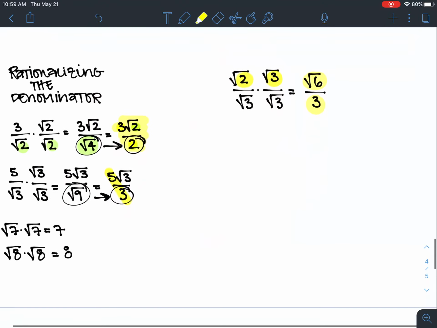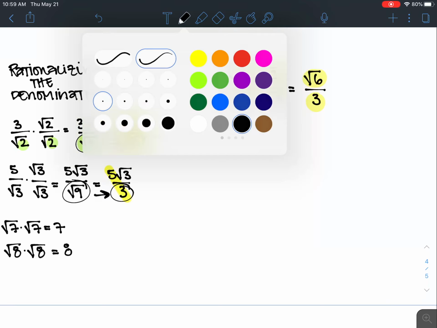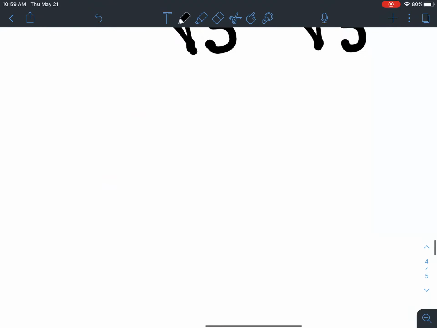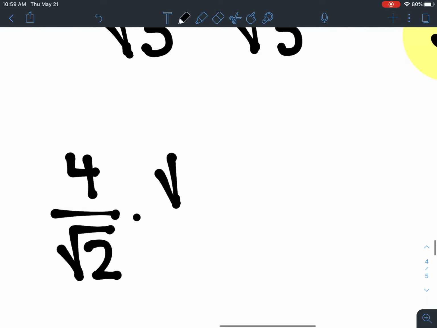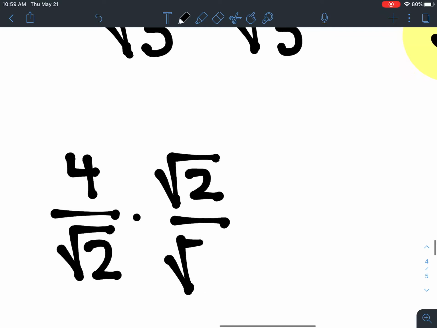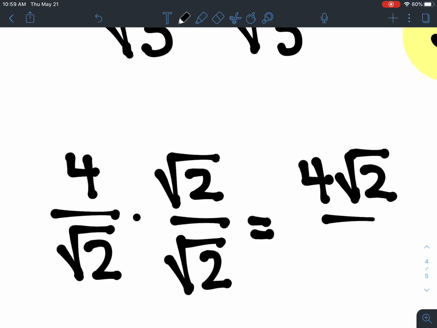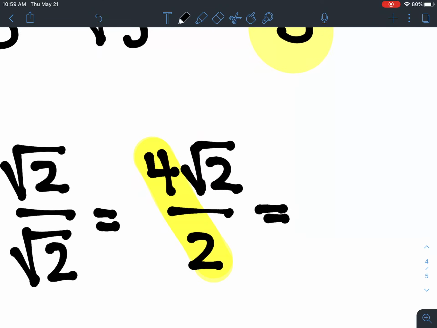Let's do one last one. Let's just do 4 over the square root of 2. Once again, we're going to multiply by the square root of 2 over the square root of 2. Multiply straight across: 4 times the square root of 2, over the square root of 2 times the square root of 2, which is 2. Now, take a look at the 4 and the 2. Are these able to be simplified? They are. So then this is going to become 2 times the square root of 2.